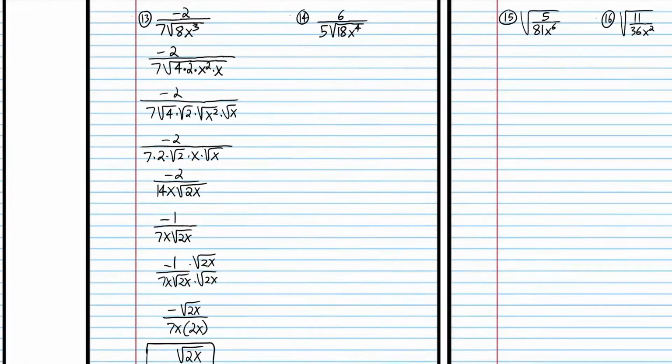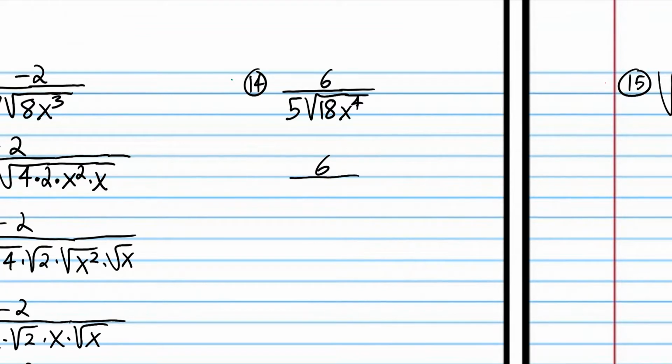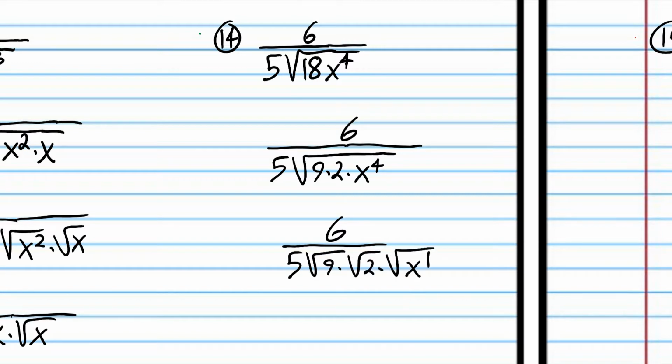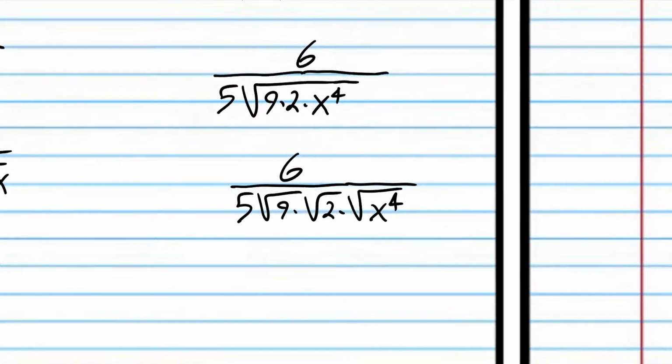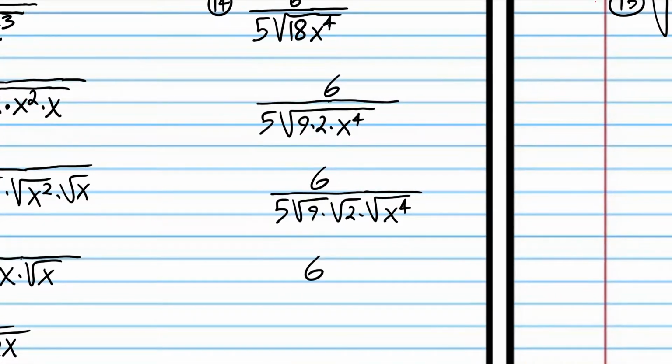All right, we're back. So we're going to pull out that perfect square factor. That's 9 times 2. And then, actually, x to the fourth is already a perfect square, so we don't have to worry about that. And so now we're going to separate the roots based on that rule we learned in the previous class, actually my beginning algebra course. And simplifying.